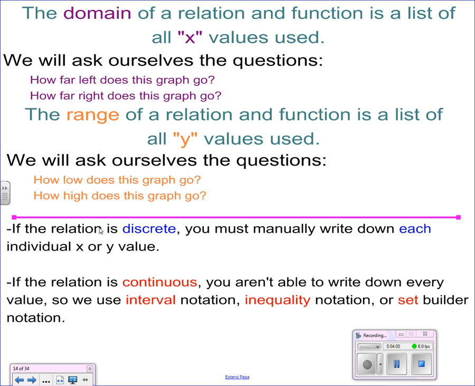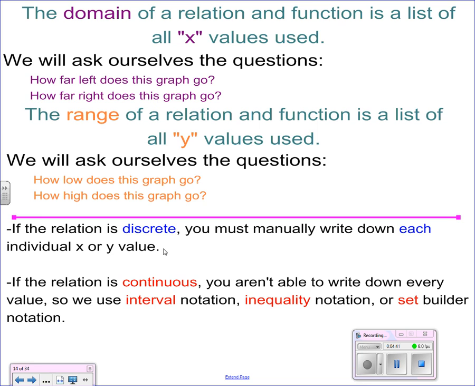All right, let's recall the difference between domain and range. Domain is the list of all the x values. So you would ask yourself, how far left does the graph go, or how far right does the graph go? The range of a relation is the list of the y values. So you would ask yourself, what's the lowest point of the graph, or how high is the graph? If the relation or function is discrete, you would have to write out every single x or y value if asked to write the domain or the range.